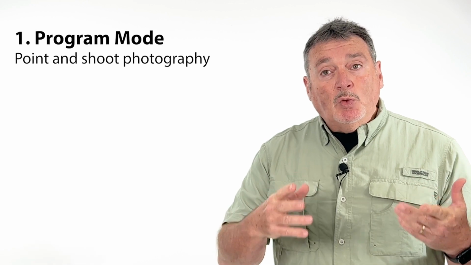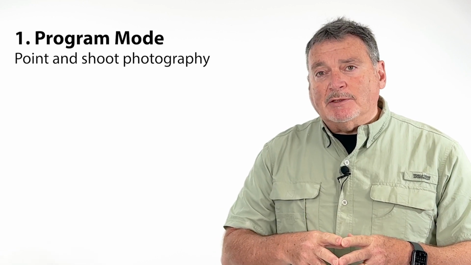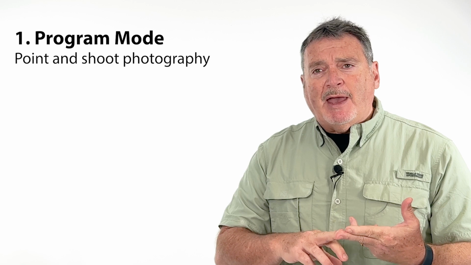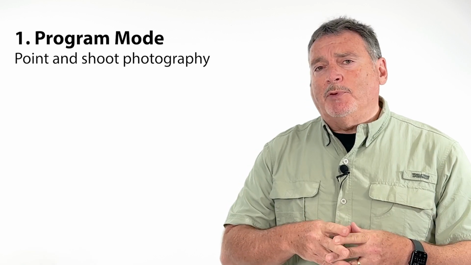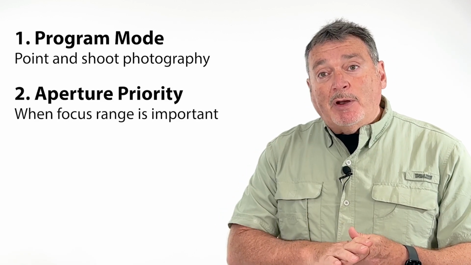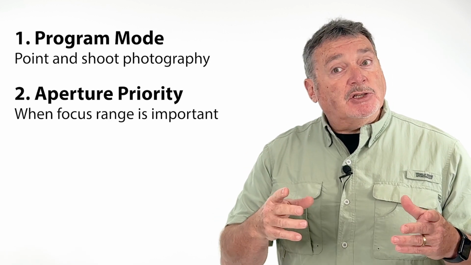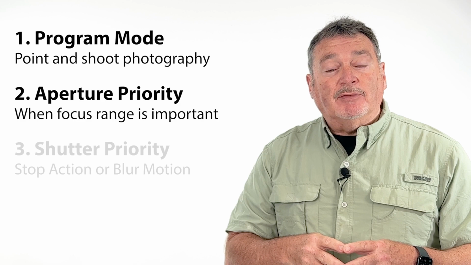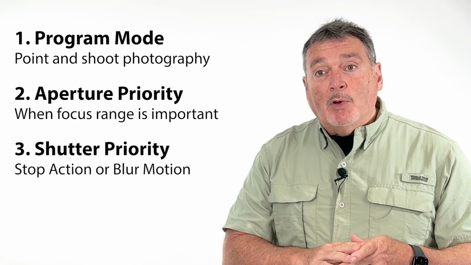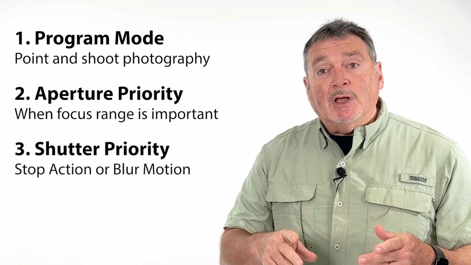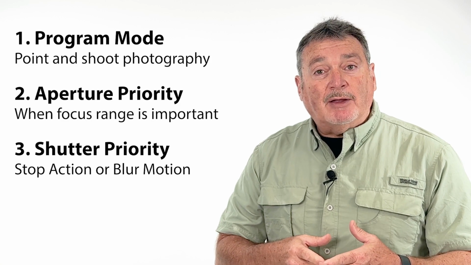So let's sum up. Number one, program mode, suitable for casual shooting or situations when you want the camera to handle most settings. Street photography, family gatherings, and events can do well with program mode. Number two, aperture priority mode, ideal when you want control over the depth of field, such as for portraits or landscape photography. Number 3, shutter priority mode works well for capturing motion, such as action, sports, or wildlife photography.